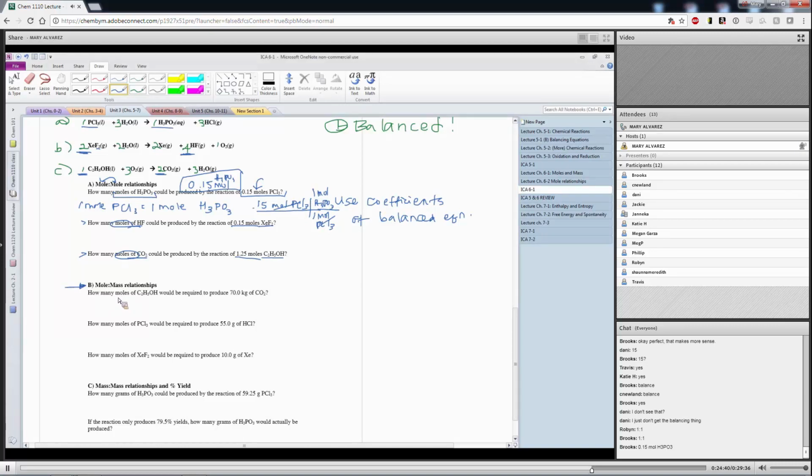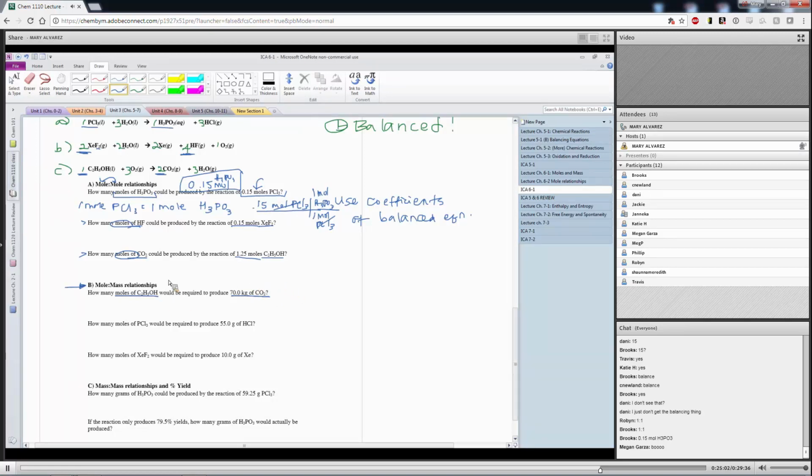How many moles of C2H5OH would be required to produce 70 kilograms of carbon dioxide? Oh, look, Megan, I was so rude. I didn't even give you grams, I gave you kilograms like a jerk. Crap. Okay. All right.